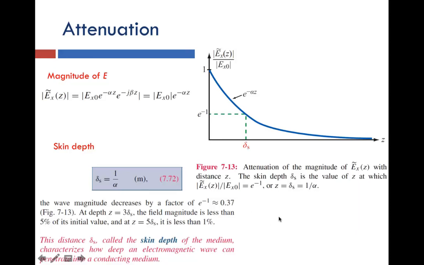So the distance delta S is called the skin depth, and it characterizes how deeply an electromagnetic wave can penetrate into a conducting medium. Now, this is a fairly interesting concept because, for example, if we look at the case of a wire that carries an electric current, if the wire is a poor conductor and the frequency is very high, then what happens is the current that's in the wire is actually only in the outer shell of the wire.